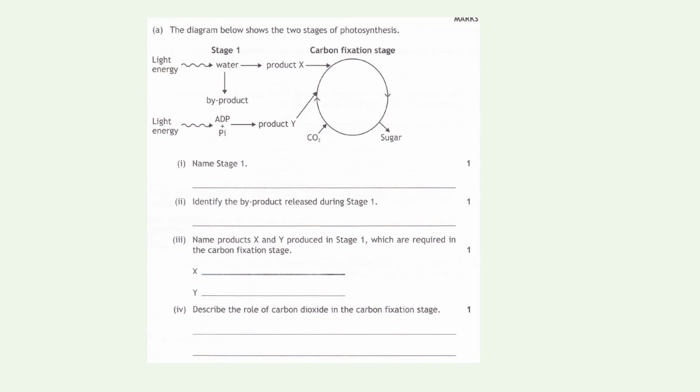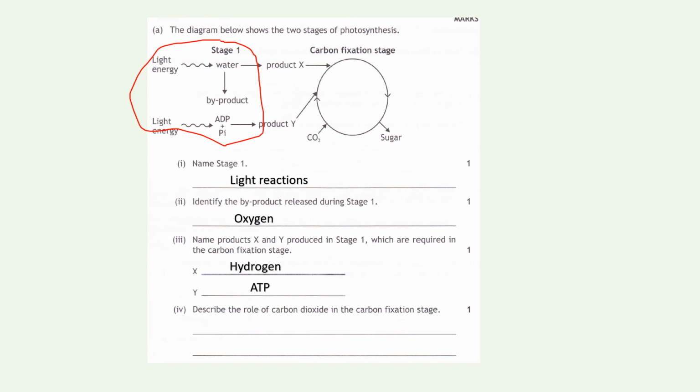So the answer would be that stage 1, we can see the light energy is getting used to do all these things, so it's going to be called the light reactions. Identify the byproduct released during stage 1. Well, we know that water is split into hydrogen and oxygen, which is the byproduct, so it would be oxygen. Then it says name products X and Y produced in stage 1 which are required in carbon fixation. So we know that we get water split into hydrogen and oxygen, and it would be hydrogen in this case because it's the only thing that moves to carbon fixation. And Y, we've got ADP and Pi, and we know that produces ATP.